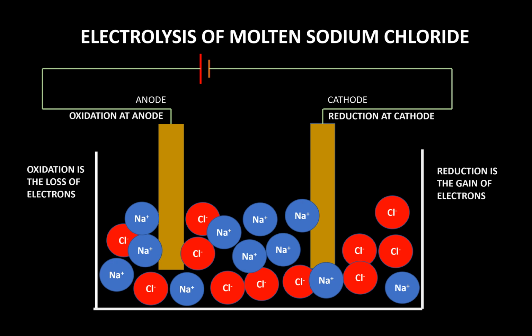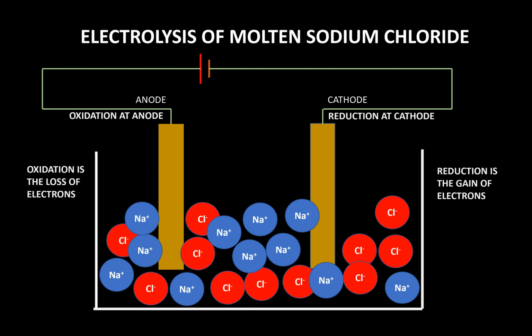Another thing to remember is oxidation always occurs at the anode and reduction always occurs at the cathode. Oxidation is loss of electrons, reduction is gain of electrons. If you remember OIL RIG, you'll never forget this. Now, one more thing about ionic compounds: even solid sodium chloride is not going to conduct electricity. Why? Because the ions are not free to move. So it is very important that the ionic compound has ions which are mobile.